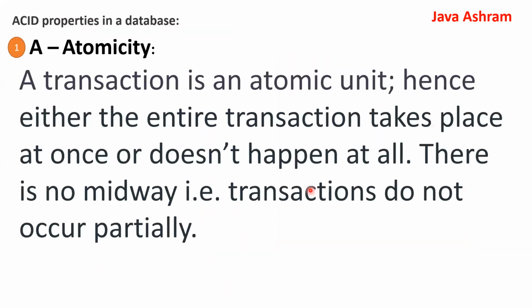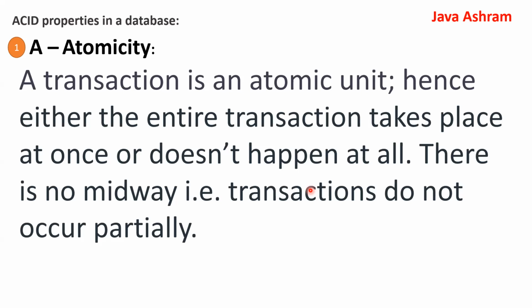So the first acronym of ACID is atomicity. Atomicity, atomic, right? So atomic is a unit. A transaction is atomic in nature, meaning either the entire transaction will take place at once or will not happen at all. There is no midway, there is no partial transaction, nothing. Either it will succeed or it will fail. So this is called atomicity.